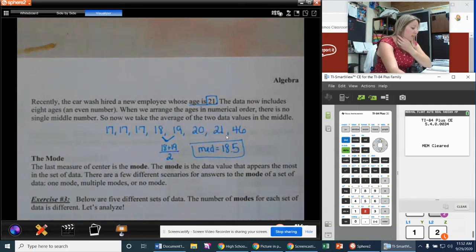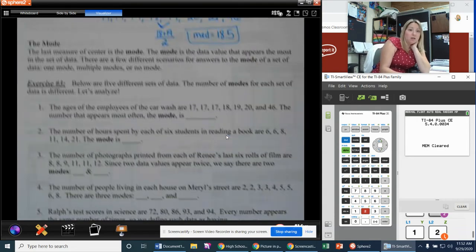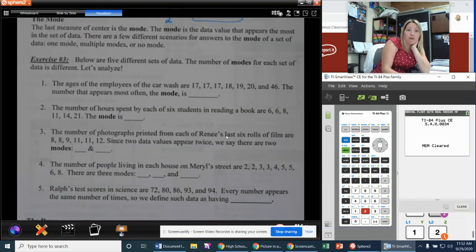Last but certainly not least is the mode. The mode is the data value that is used the most. I like the alliteration of mode and most because they both start with M-O, right? So I like that alliteration for these types of things. And there are many ways that you could have a mode.